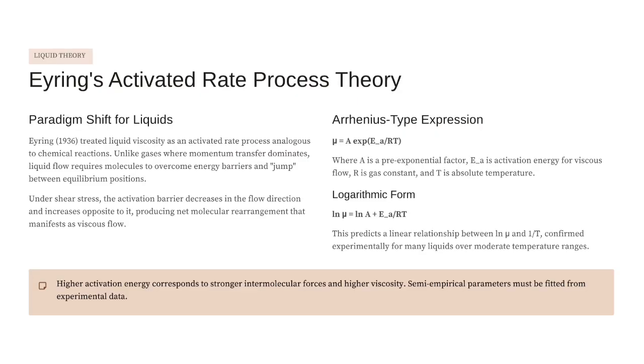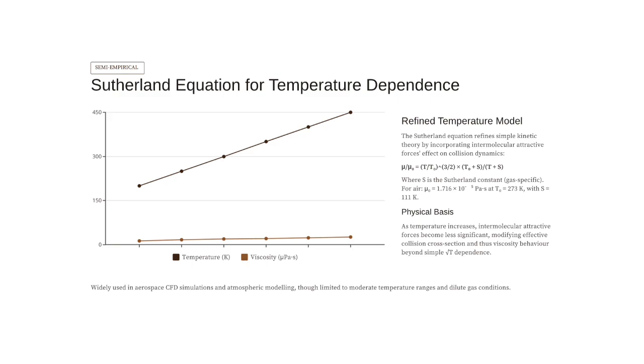This equation is semi-empirical. It is derived by approximating the collision integral variation with temperature. Physically, it accounts for intermolecular attractive forces decreasing with temperature. It is widely used in aerospace, CFD, and atmospheric modeling. But this is valid only for dilute gases and moderate temperature ranges.